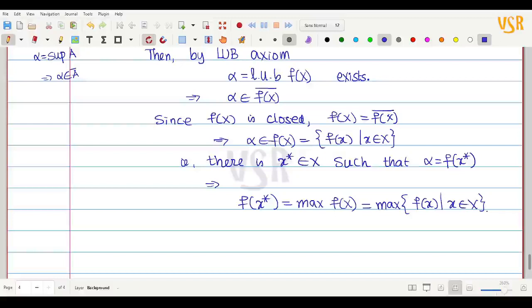Similarly, we can have that there exists x suffix star such that f of x star equals the minimum of f of x such that x belongs to capital X. So a continuous function on a compact set attains its maximum as well as its minimum. This is the theoretical proof.